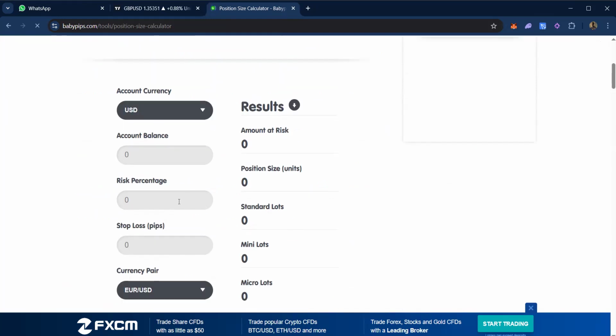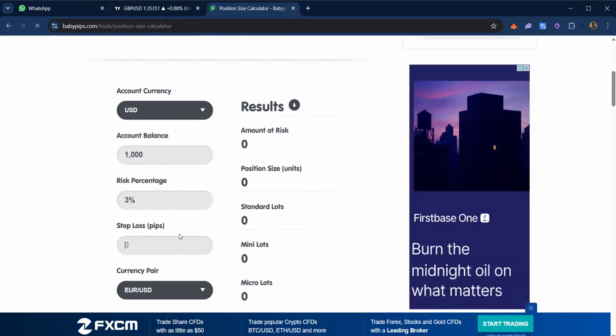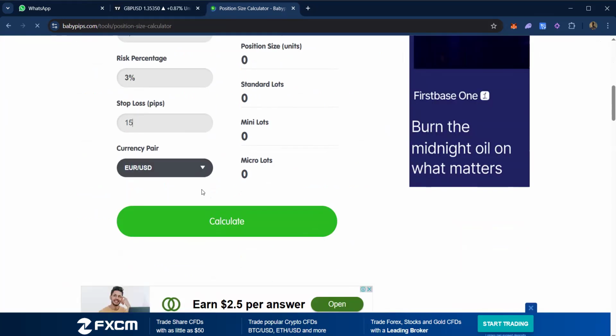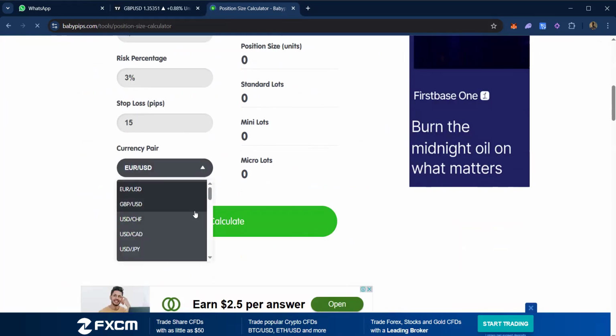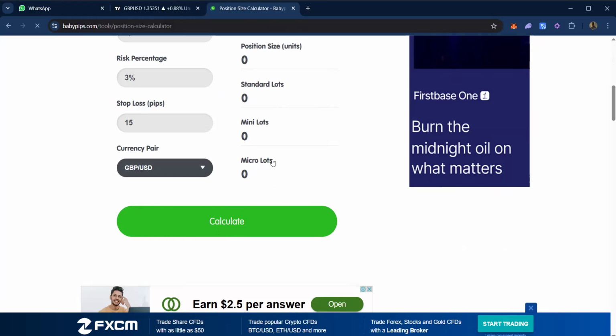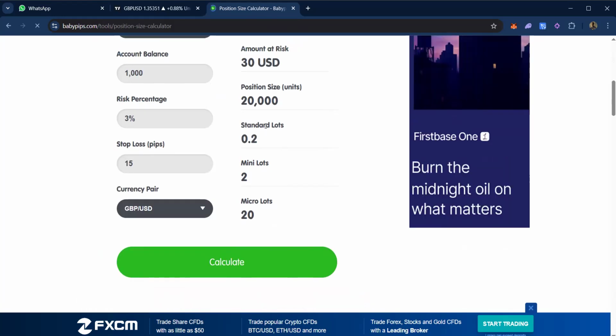It helps you calculate from the account size. So if your account size is $1,000, you put it there, and you're going to risk 1 to 3%. Then my stop loss is 10 or 15 pips, so I put 15. It depends on the setup. If it's GBPUSD, I change this to GBPUSD. Then I calculate. Now it shows me the lot sizes to use and how much I can lose per trade.